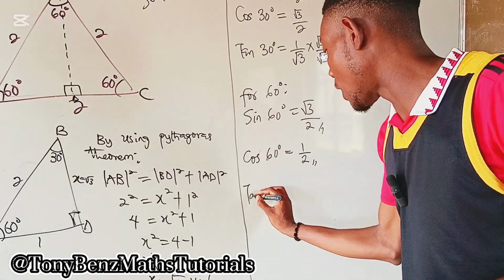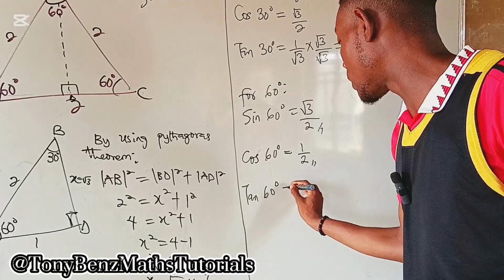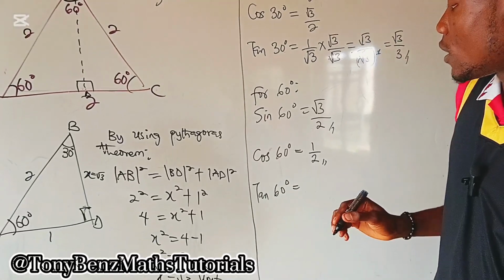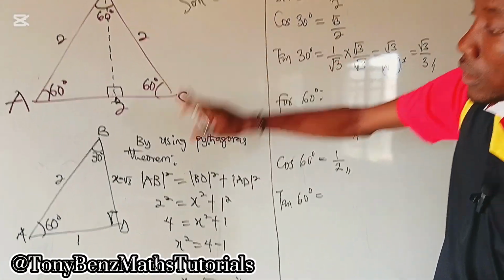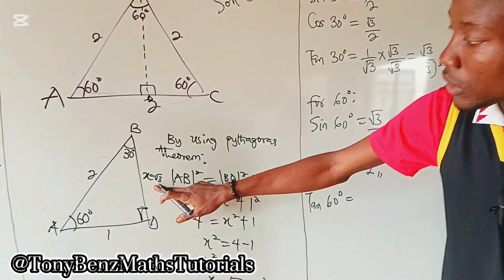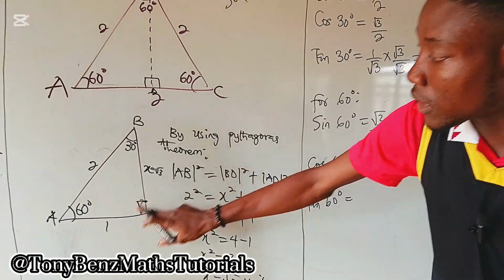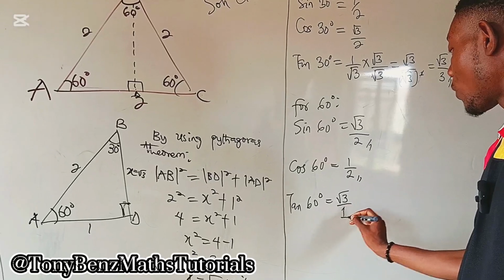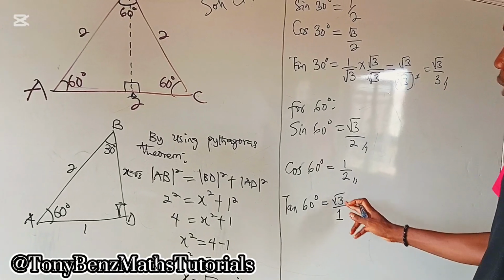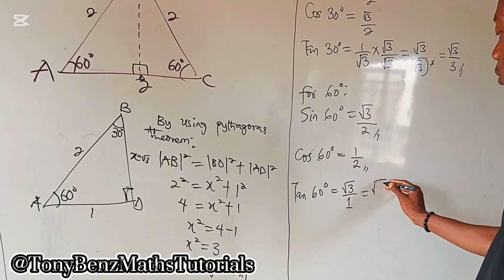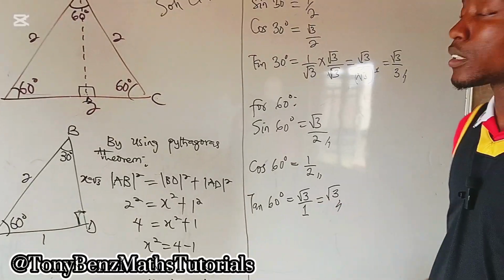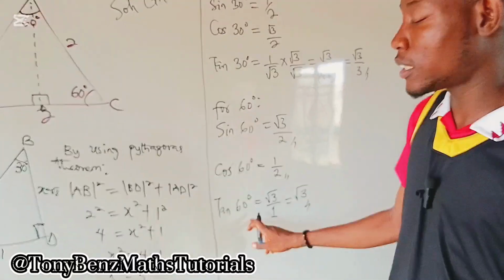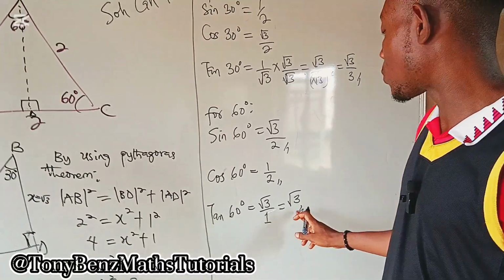So now tan 60 degrees. What do we have? Opposite over adjacent. This is 60 degrees. Its opposite is root 3, and its adjacent is 1. That means root 3 over 1, and root 3 divided by 1 is still root 3 as our answer. If you use your calculator, tan 60 degrees as a special angle is root 3.